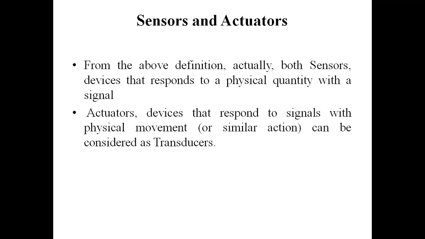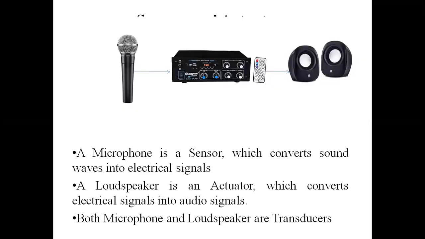So what about sensors and actuators? From the definition, we can know that sensors are devices that respond to a physical quantity with a signal, whereas actuators are devices that respond to signals with a physical movement, which can be considered a transducer overall. So this is about it.